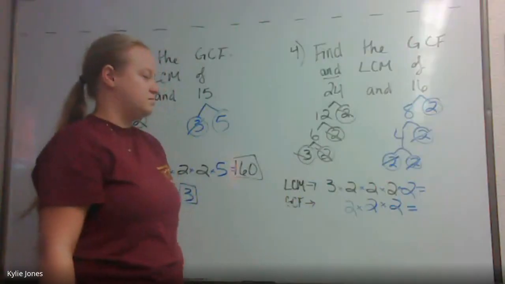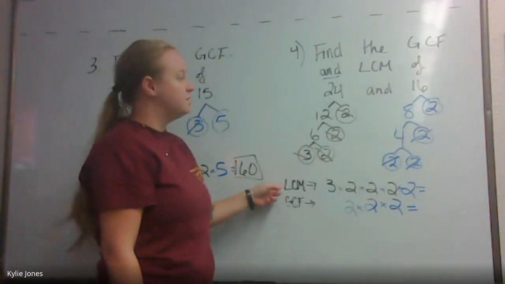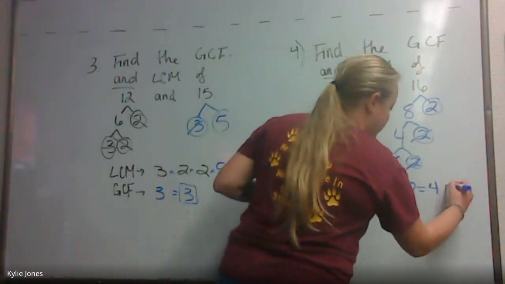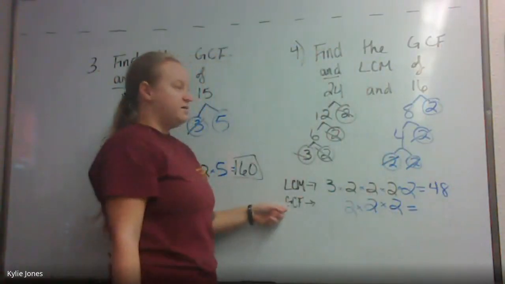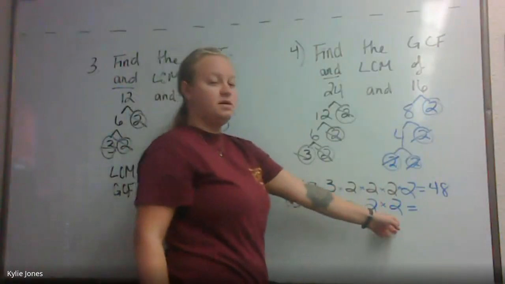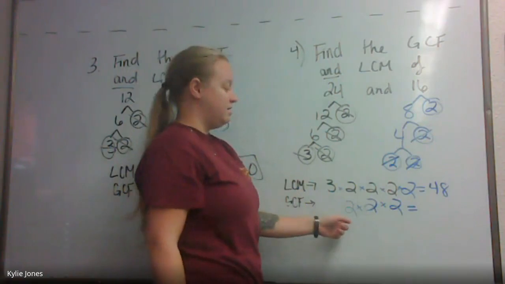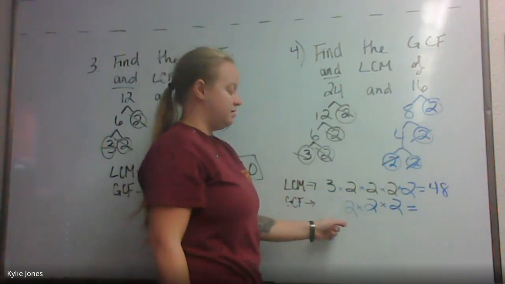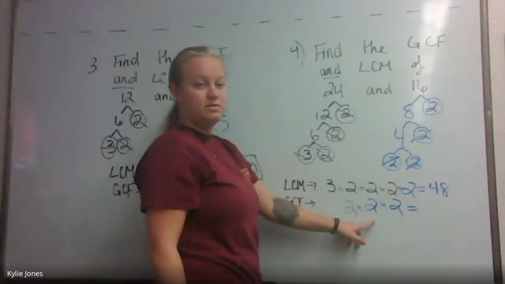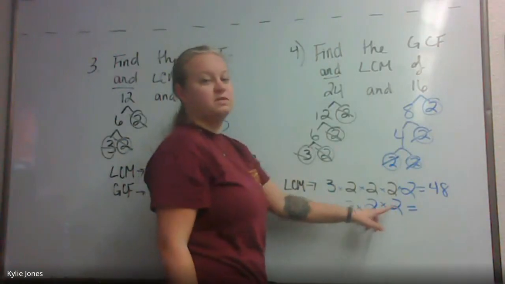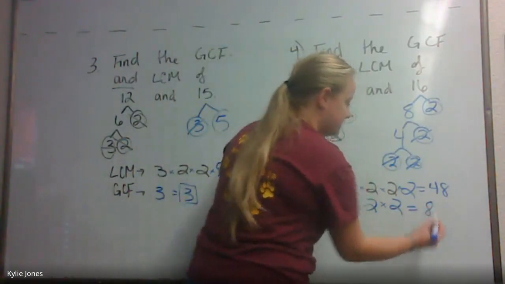Can I tell you the answers now? Sure. What's our least common multiple? 48. Good. It is 48. And what about our GCF? 6. 2 times 2 times 2. I think you added. What's 2 times 2? 8. Yeah, so 2 times 2 is 4. 4 times 2 is 8.